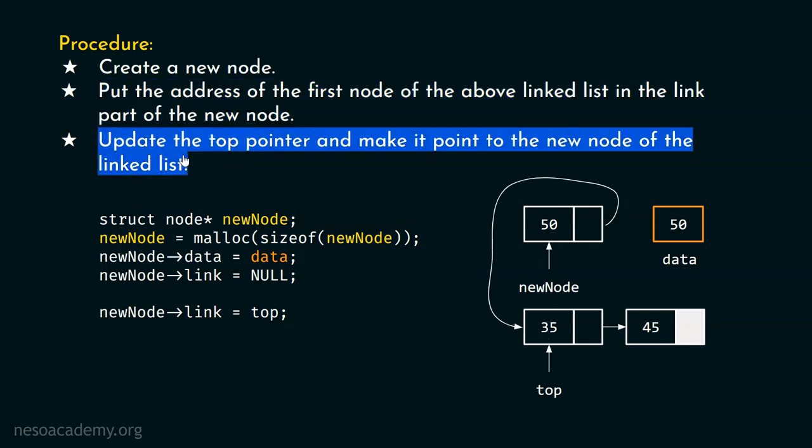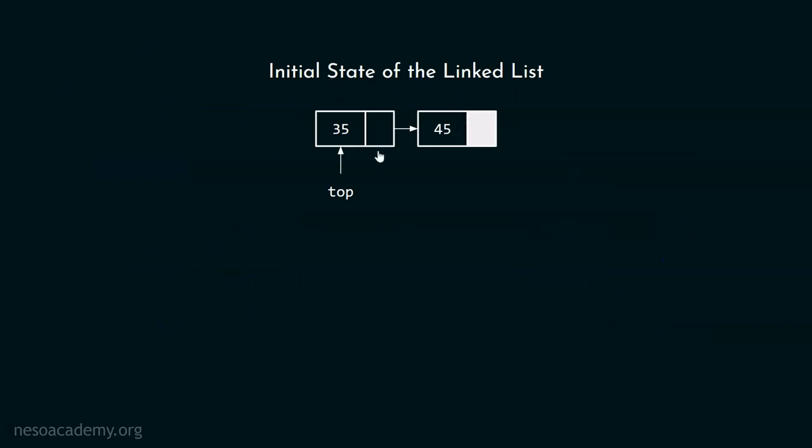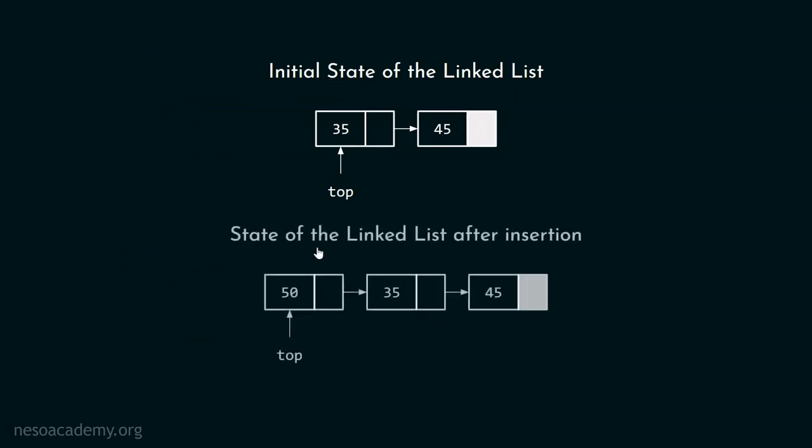After this, the last step is to update the top pointer and make it point to the new node of the linked list. Now it is important to update the top pointer so that it can point to this node because this is now the topmost element of the stack, right? That is why it is important to update the top pointer. So here we can update it with the help of this line of code, top equals new node, right? So here we will update the top pointer and this is the final result so obtained. This is the initial state of the linked list and this is the state of the linked list after insertion.